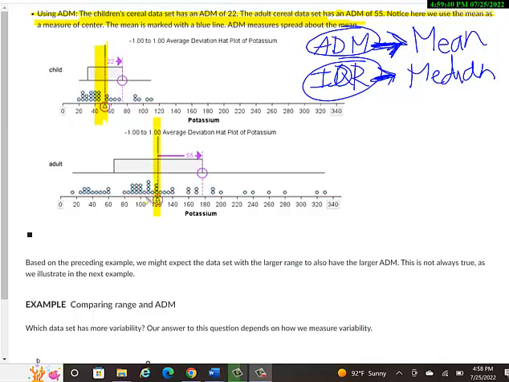Yeah, and the average deviation from the mean for the children's cereal, they said here, is 22, and the adult cereal set has an average deviation of 55. So obviously, that's 2.5 times the amount of the children's cereal. So definitely, no matter which of these three methods you use, we come to the conclusion that the adult cereal definitely has a lot more variability, no matter which measurement you use.